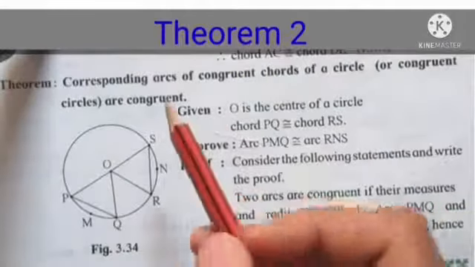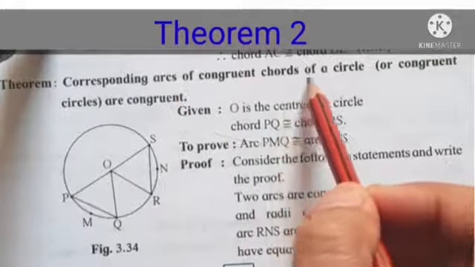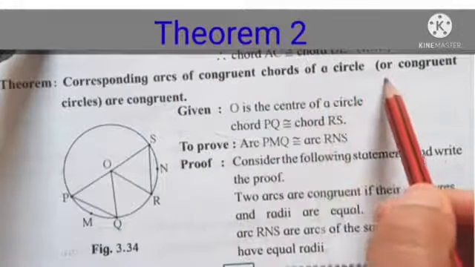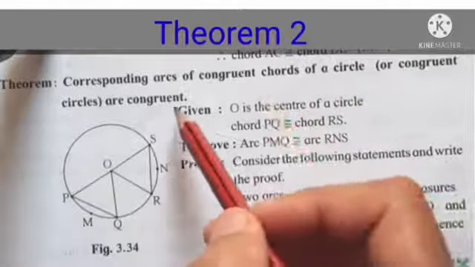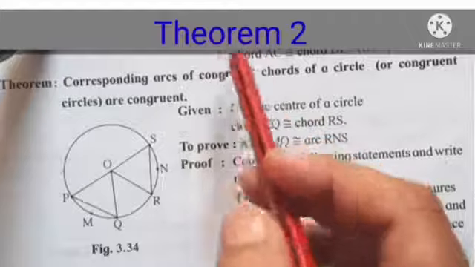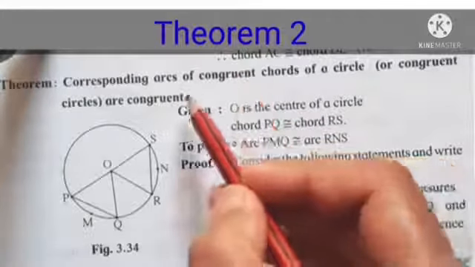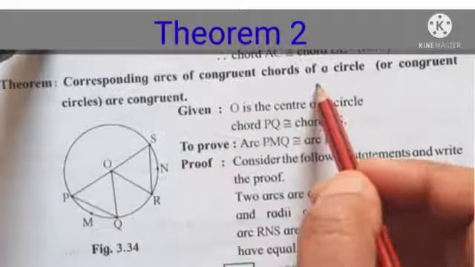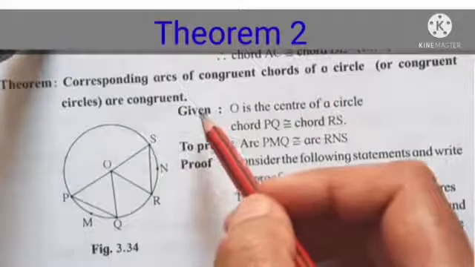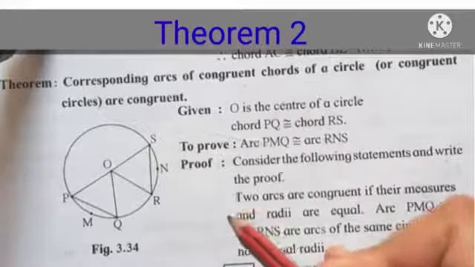What is the next theorem? Corresponding arcs of congruent chords of a circle or congruent circles are congruent. Here we have to prove the converse of the above theorem. Here, now given that corresponding arcs of congruent chords of a circle are congruent. If the chords are congruent, then corresponding arcs are congruent.